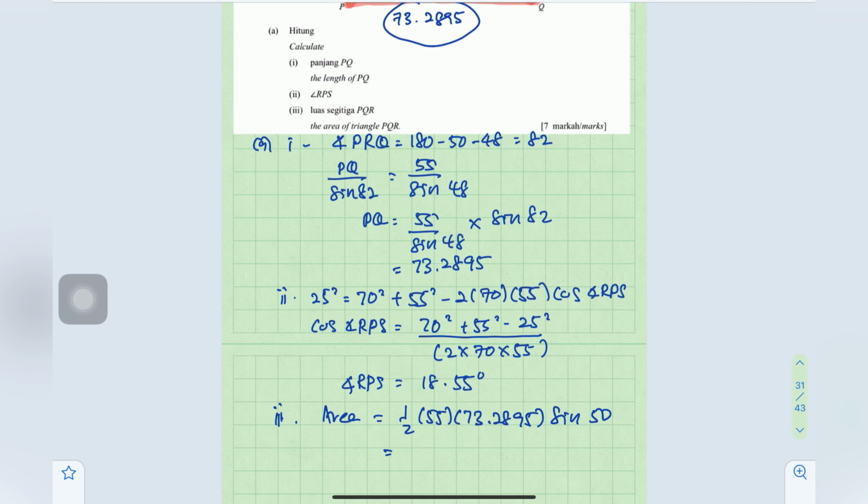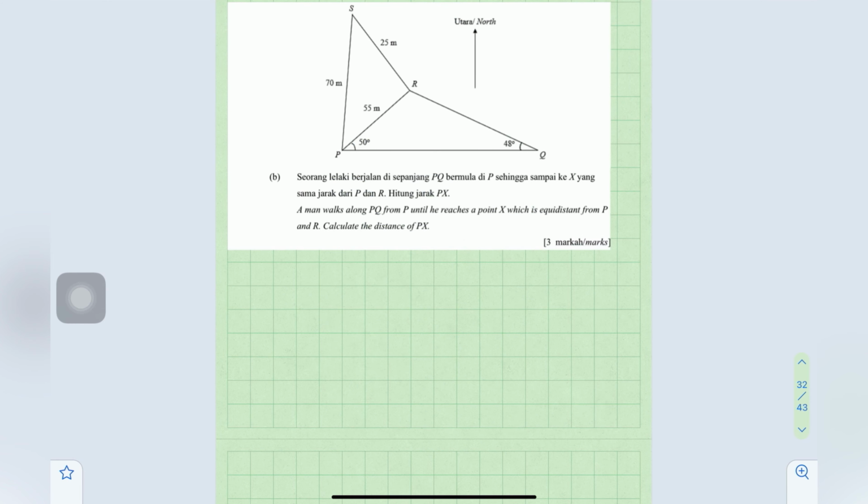Okay, so kita akan dapat 1543.9329. B. A man walks along PQ from P until he reaches a point X which is equidistant from P and R. Calculate the distance of PX.